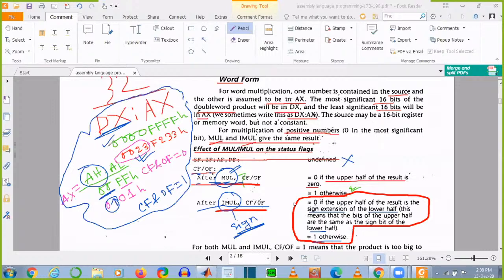What we have written here are the rules for unsigned multiplication. For sign multiplication, we have to look at this. If we apply the rules of sign multiplication here, tell me, will the CF be 0 or 1? If you apply the rules of sign multiplication here, then what will be the CF value for this result? That's the starting result, this one.